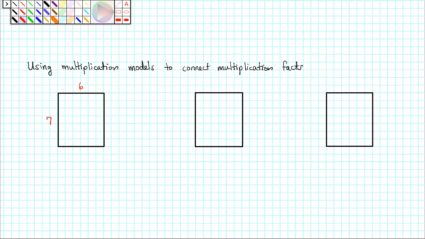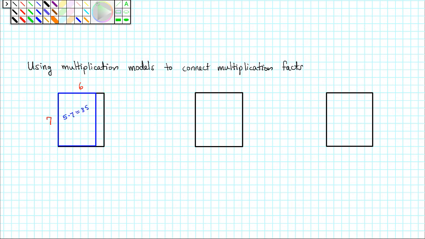So the first way I'm going to do this is to think about it as 6 groups of 7. And so maybe I remember that 5 times 7 is 35. And so I can kind of go, well, I know this much is 35. And so all I have to do is then add one more group of 7.